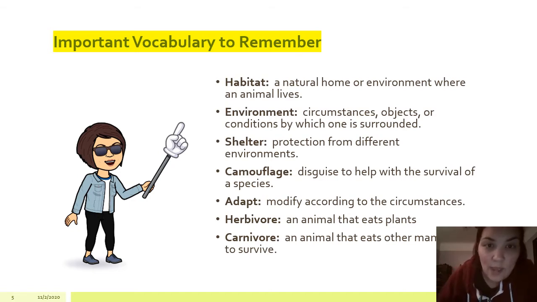Now that we know some of these vocabulary words, don't worry, you will be given these words to study and take home to memorize, so that way when you're going to be taking your test, you're going to have these all. Perfect. Ready? Let's move on.